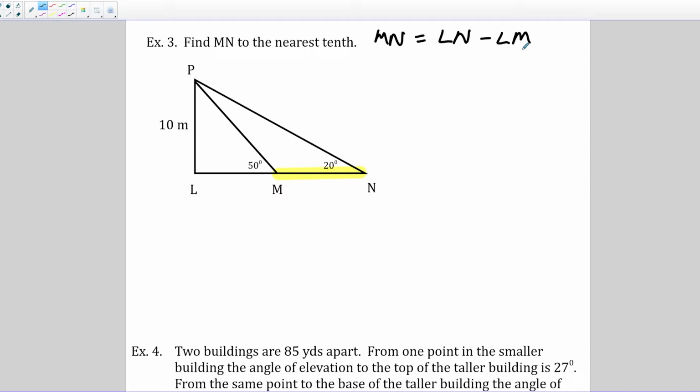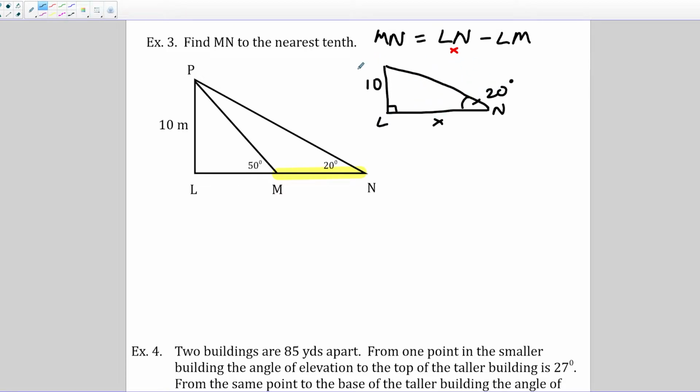That is the very first thing that we need to identify so that we can have an idea of which triangles we're going to use. So let's go ahead and find LN first. If I were to start off with my big triangle, we're going to use my angle of 20 degrees here. I have angle N in the corner, I've got my 90 degrees in the bottom left, and then I have my 10 meters over there. So we're trying to find this entire thing. Let's call this X, so LN is just going to be represented as X.